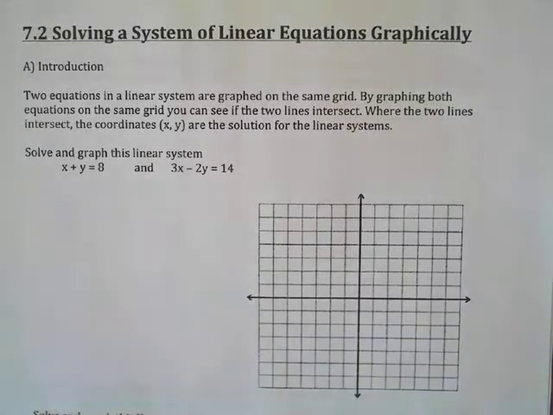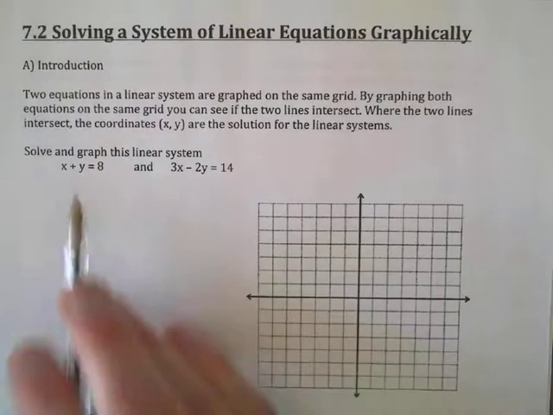Today we're looking at 7.2, solving the system of linear equations graphically. So we're going to use a graph to solve this. Two linear equations in a system are graphed on the same grid. By graphing both equations on the same grid, you can see if the two lines intersect. Where the two lines intersect, the coordinates x and y are the solutions for the linear system.